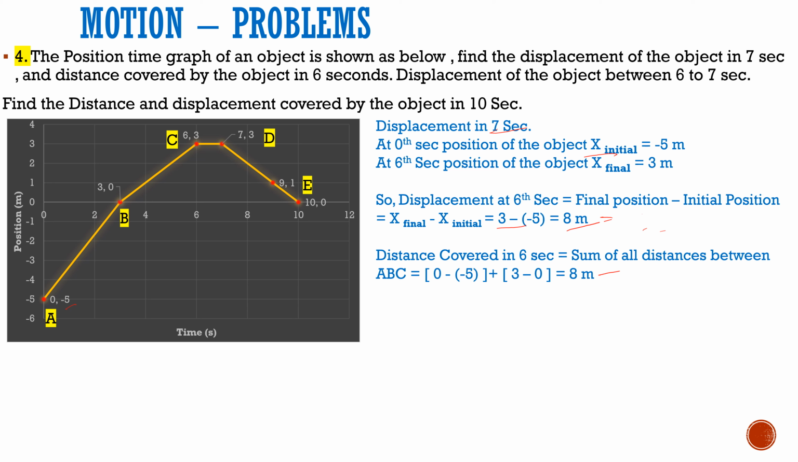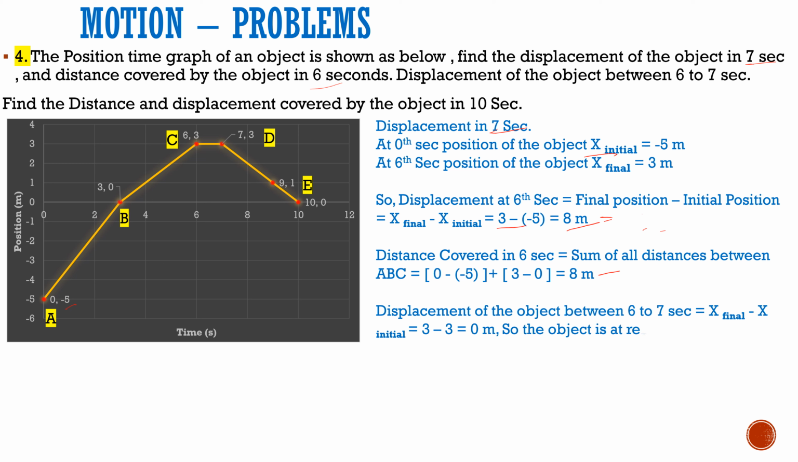Of course, by the end of 7 seconds also, the distance and displacement will be the same because the position is not changing. So we have already answered for 7 seconds, and we already know it for 6 seconds also. So the displacement of the object between 6 to 7 seconds: the position is not changing because it was 3 and then it is 3. So we can simply say 3 minus 3. That means it is equal to 0. So the object was basically at rest. The time changes, but the position doesn't change. So it was basically at rest.